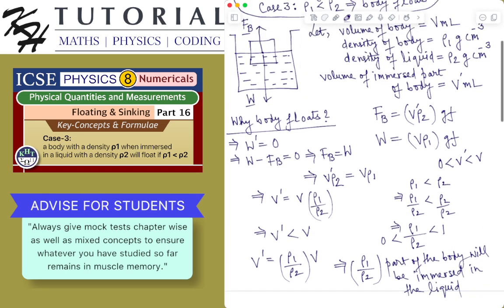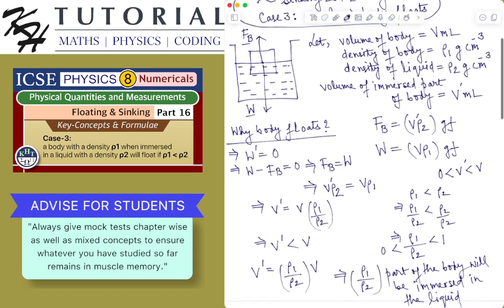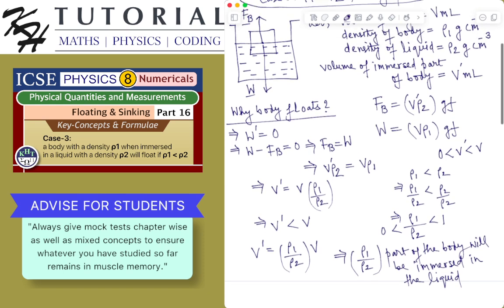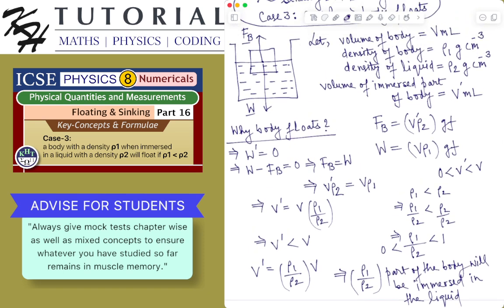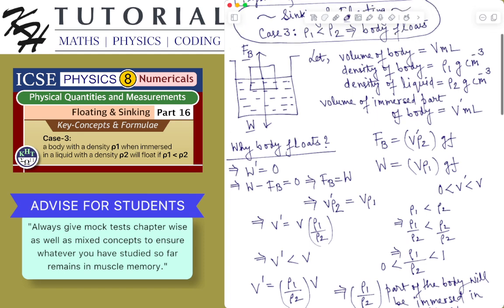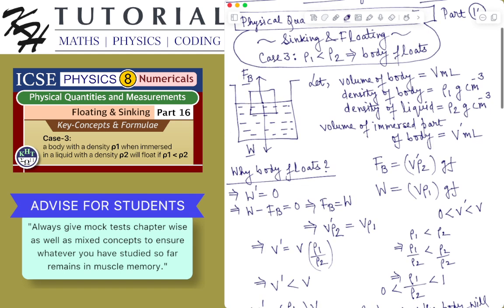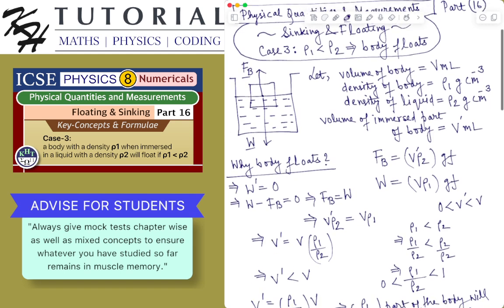So when rho 1 is less than rho 2, we are seeing that the body will float, but the important thing is how much part of the body will be immersed, and that fraction is nothing but rho 1 by rho 2. So rho 1 by rho 2 fraction of the whole volume of the body will be immersed in the liquid, and the body will float. This is the important catch. I hope I was able to explain why the body will float in a liquid where the density of the body is less than the density of the liquid.